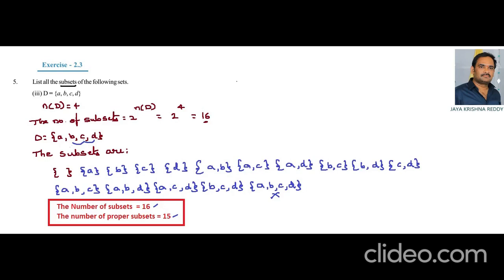If you want to write the power set of the given set D, you have to keep all the subsets in another set and write P of D here. Means all the subsets are the elements of another set, then this set is called the power set of the given set, and it also has 16 elements.